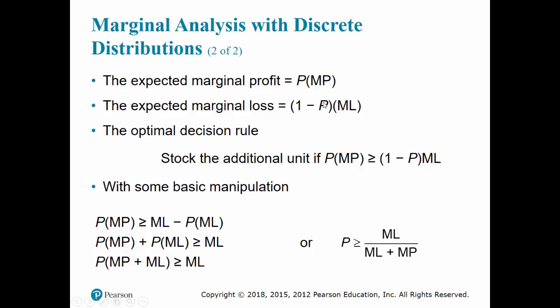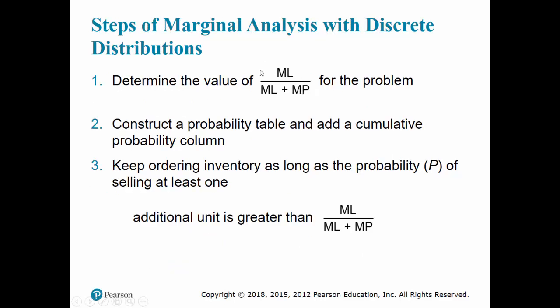Now if you set these two equal, or say that you want the expected profit to be greater than the expected loss, then you can derive the threshold probability. At the minimum, the probability must be this. If you take the terms around and work it out, this is what turns out. So this is the critical probability: your probability of selling more than that stock level must be at least that. Then you can add that additional unit, otherwise not. Calculate ML and MP, calculate this value, and then compare it against the probability distribution.